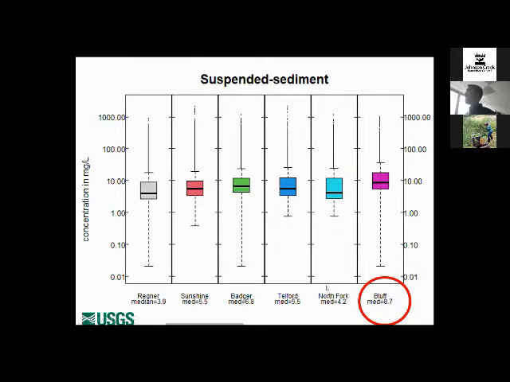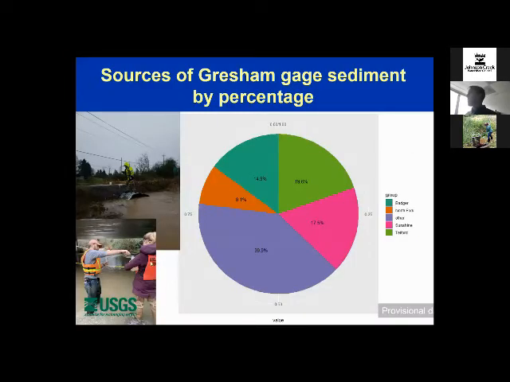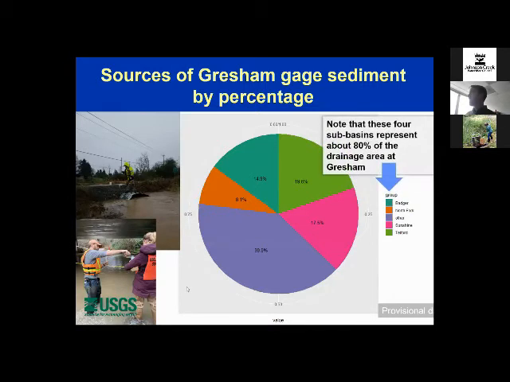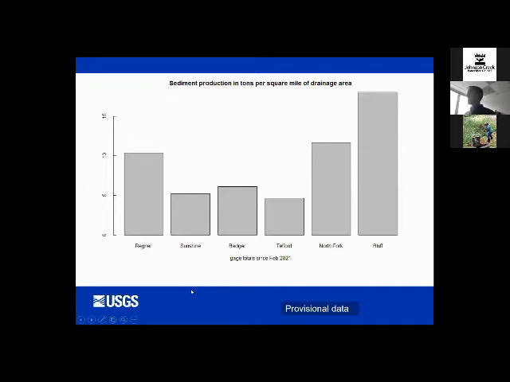Median value of 8.7 milligrams per liter. And you can break the loads out by the different tributaries. The main takeaway here is that if you take these 4 main tributaries I showed before, they account for about 60% of the sediment load, but they're about 80% of the drainage area. So we expect this 40% to be a little bit lower than it actually is. So that's kind of a question mark there.